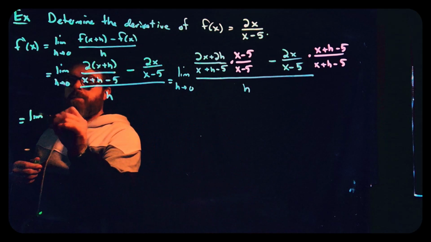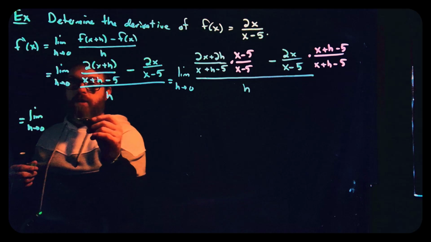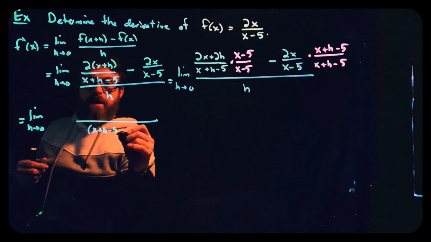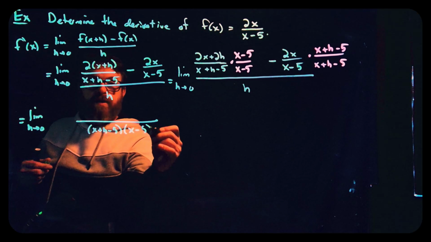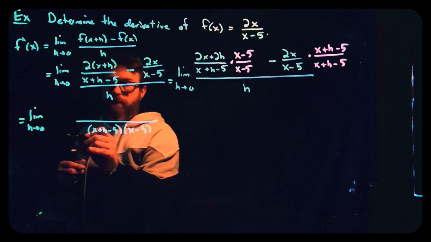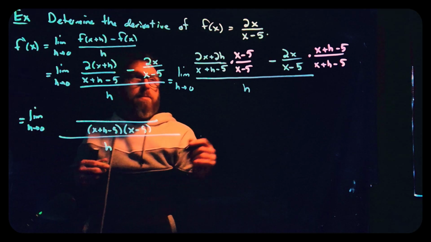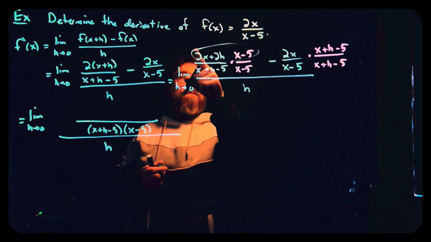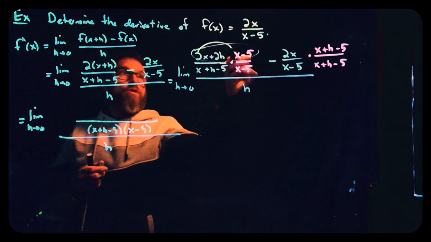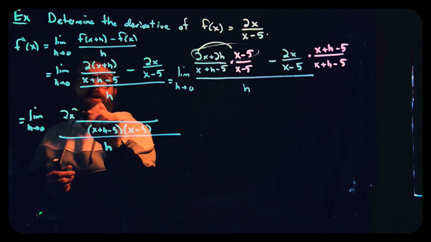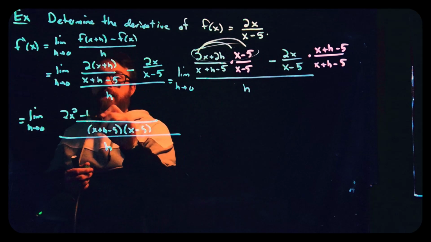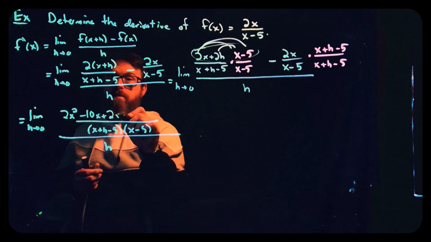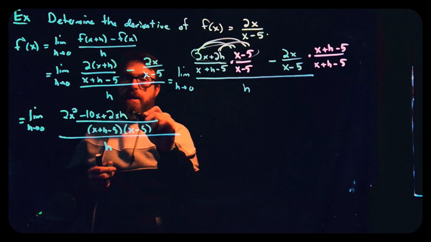So this is going to be the limit as h approaches 0 of, well, that denominator is going to be x plus h minus 5 times x minus 5. And we still have this all divided by h. But I'm going to have this numerator minus this numerator. So we can FOIL this numerator. 2x times x is going to be 2x squared. Outside is negative 10x. Inside is plus 2xh. And then last is going to be minus 10h.